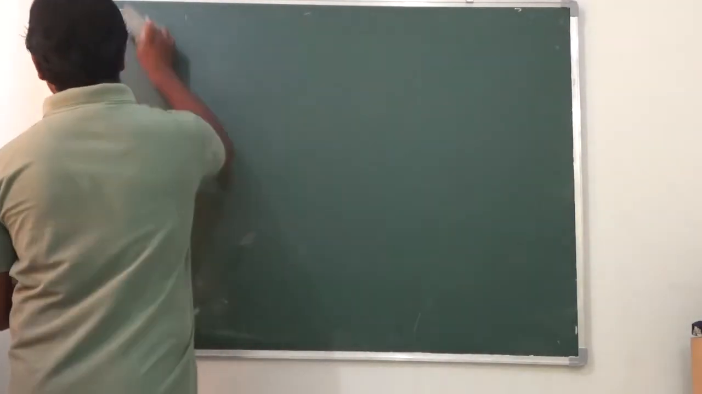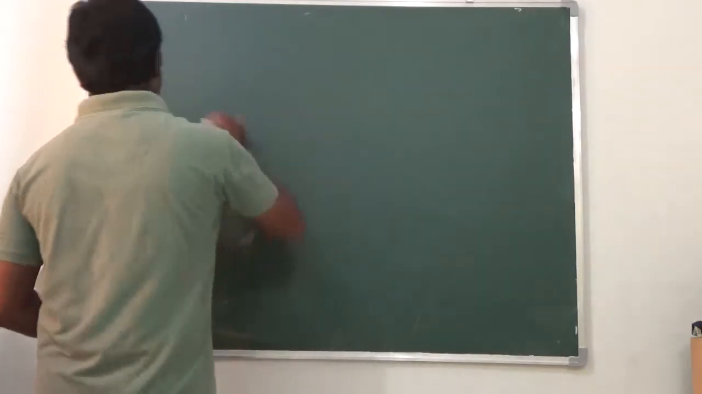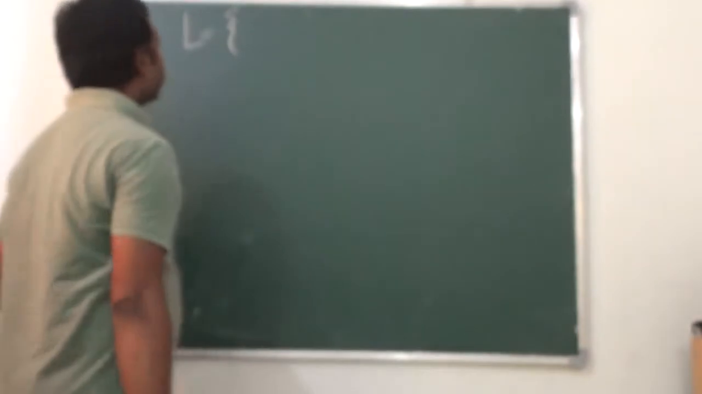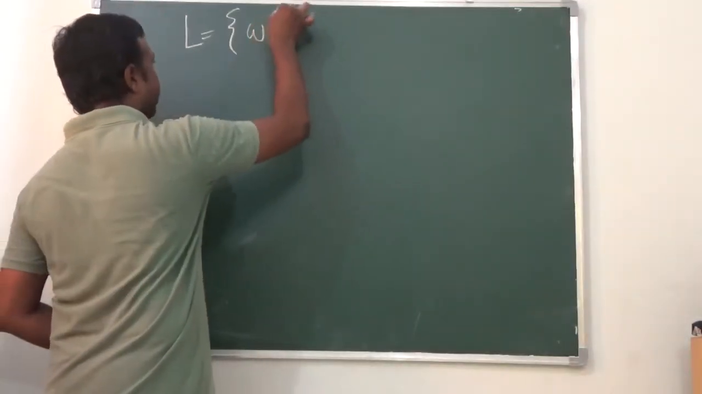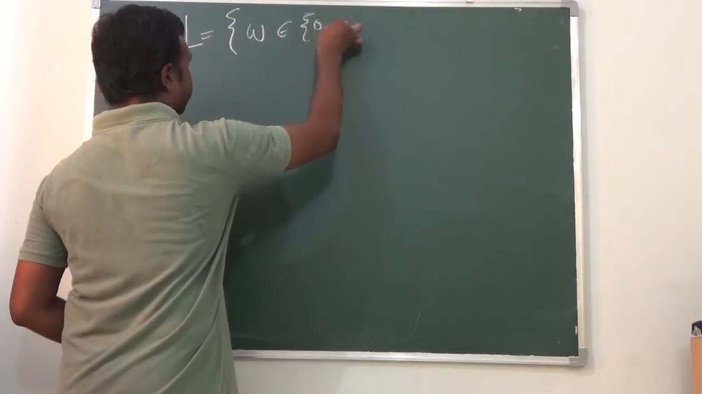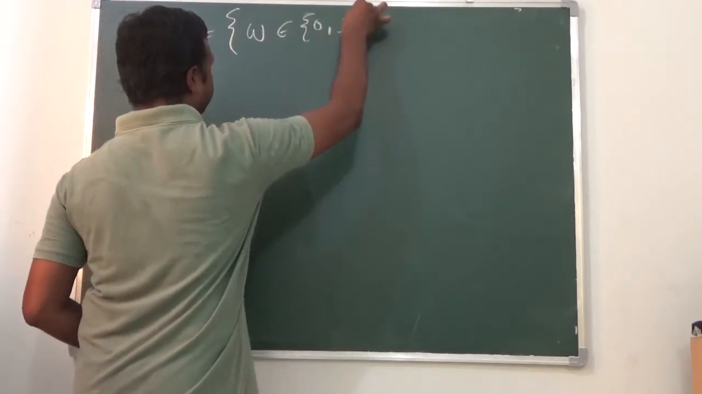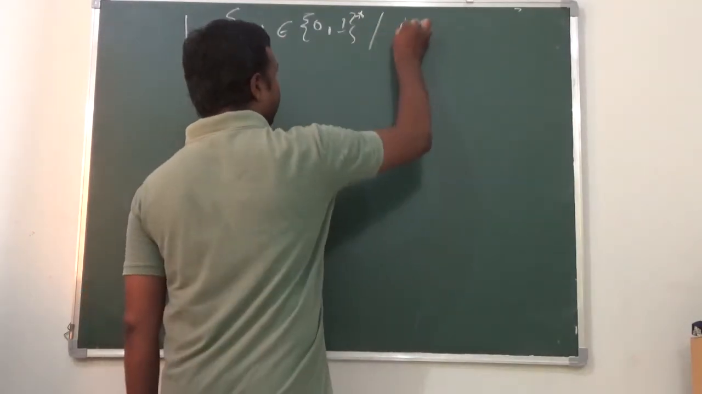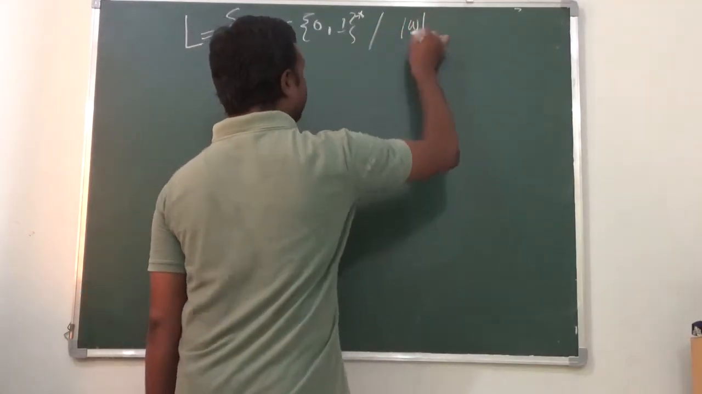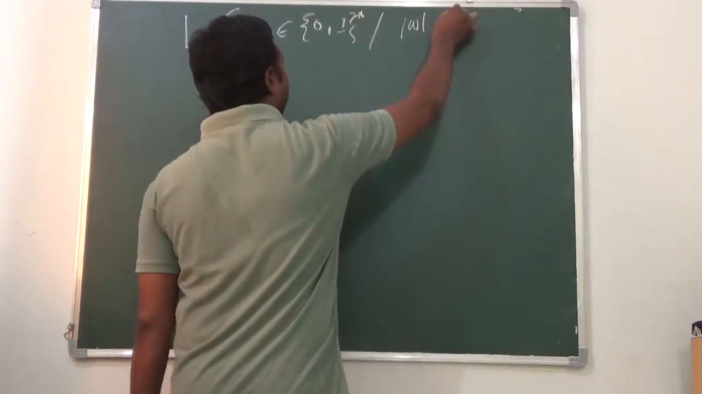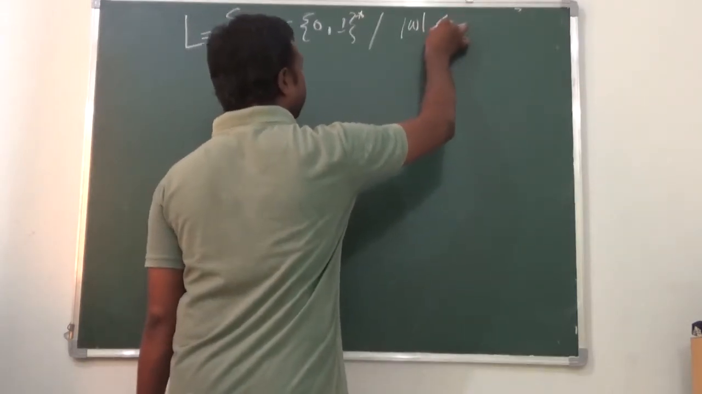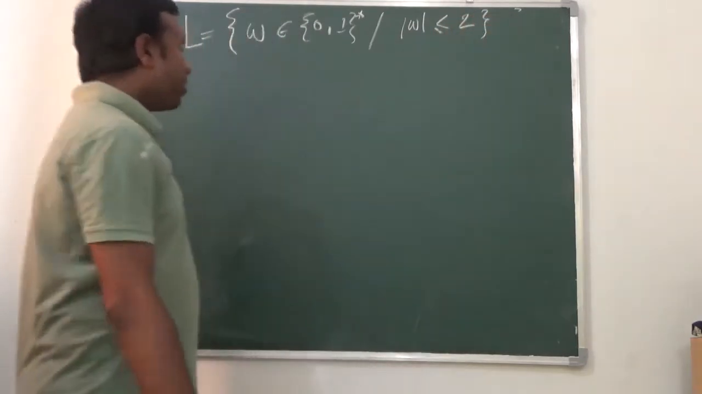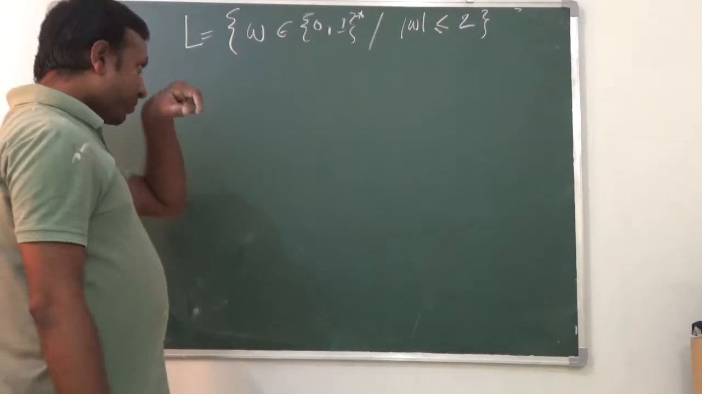Let us think about some other language. The language here is L equal to the set of all strings from {0, 1}*, where the length of W is less than or equal to 2. So the length of W is less than or equal to 2.